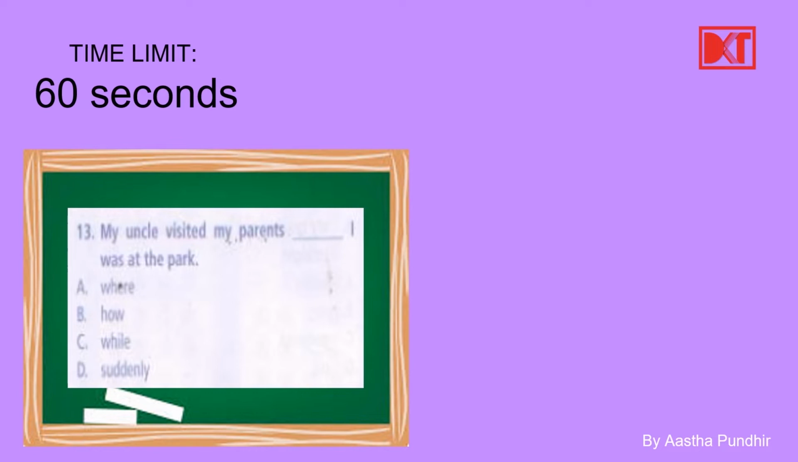Where I was at the park, how I was at the park, while I was at the park, suddenly I was at the park. Correct answer is C, while. It is the conjunction of time, telling us the time, when this person was at the park. So that's what while is telling us. Okay.